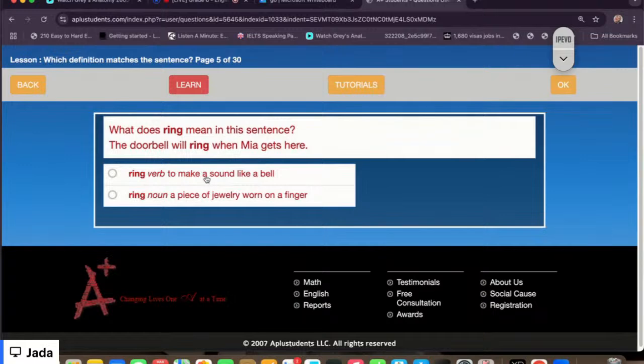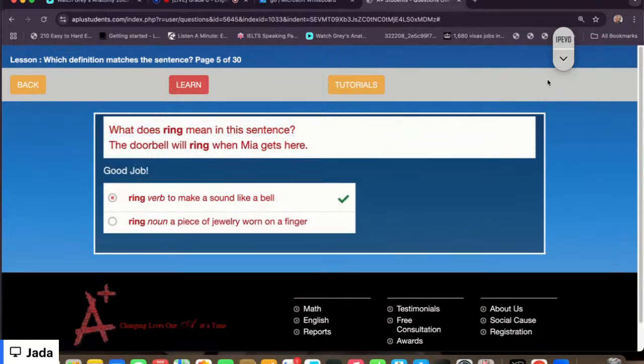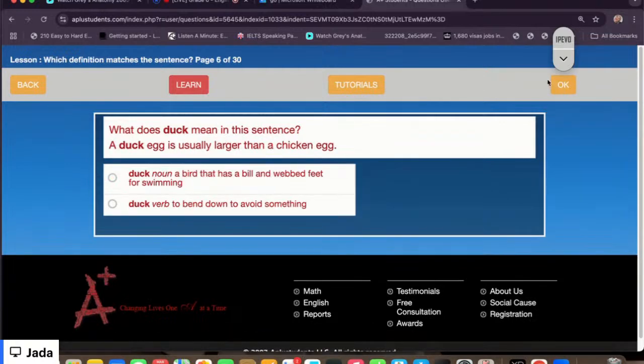All right, so we have ring, make a sound like a bell. Okay? So next up we have duck. A duck egg is usually larger than a chicken egg. So now duck, noun, a bird that has a bill and webbed feet for swimming. Duck, verb, to bend down to avoid something. So which of them is the right one here? Is it the first or the second?